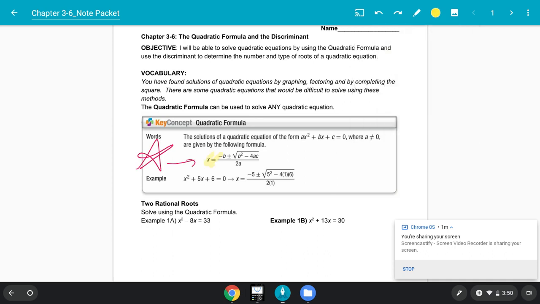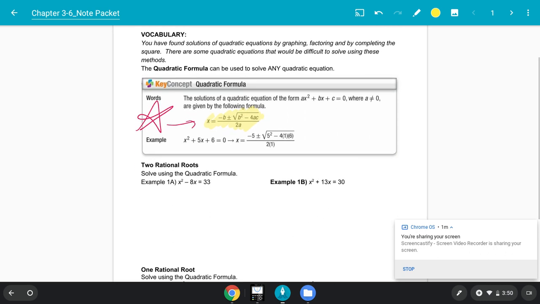So this is the quadratic formula. You will probably have this memorized by the time you're done with this course. You should have it memorized by the time you take the test, but just in case, I will say by the end of the course. So the solutions of a quadratic equation of the form ax squared plus bx plus c equals 0, where a isn't 0, are given by the following formula.